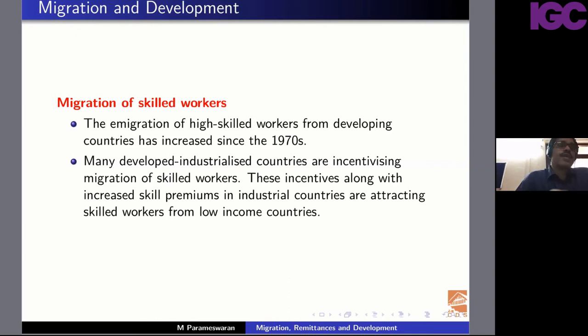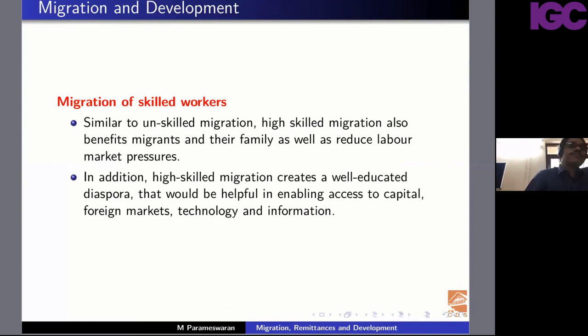So what we have seen for the last few decades is that skill-biased technological progress and the incentives provided by the countries of destination contributed to the increase in skilled migration. However, we don't have any data on the extent of skilled migration, so we have to make guesses on these things. Similar to unskilled migration, skilled migration also benefits the migrants and their families, as well as reduces labor market pressures. And another important thing is that skilled migration also creates a well-educated diaspora.